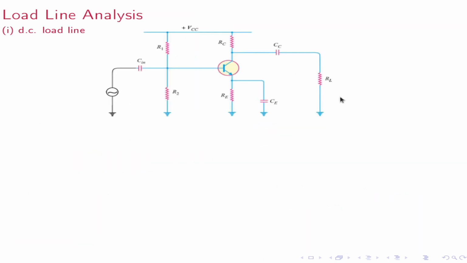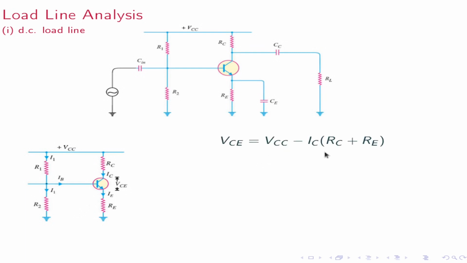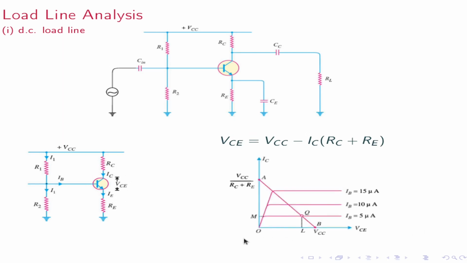Load line analysis. First, DC load line. So this is the circuit, and this is the DC equivalent circuit. We have VCE equal to VCC minus IC into (RC plus RE), where I have chosen IC approximately equal to IE. Therefore, this is the DC load line. This is VCC and VCC by (RC plus RE). AB is the load line. Q is the Q point, the zero signal point.